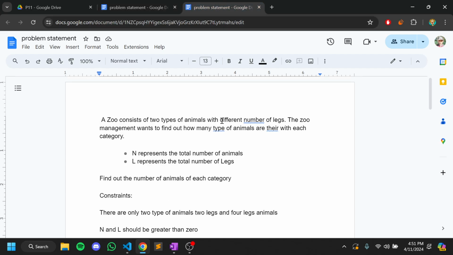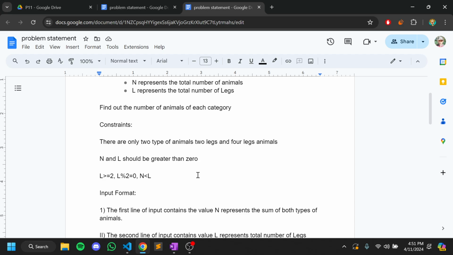A zoo consists of two types of animals with different numbers of legs. Zoo management wants to find out how many animals there are in each category. N represents the total number of animals, L represents the total number of legs. Find out the number of animals of each category. If you look closely, this problem resembles one asked in a previous year's problem about vehicles. I guess that problem is the first problem of this problem set.